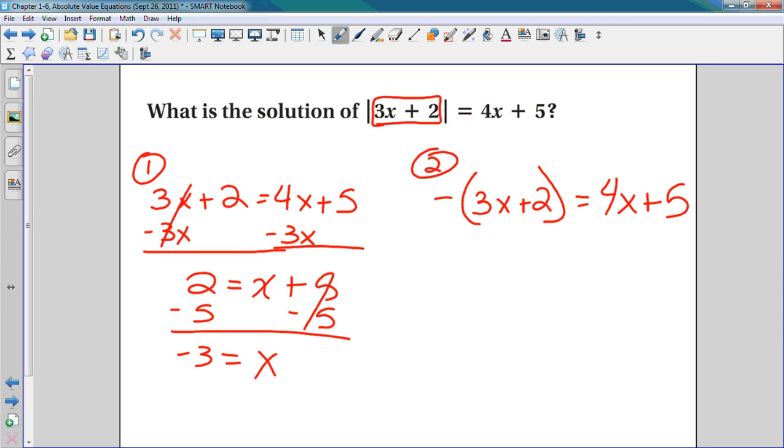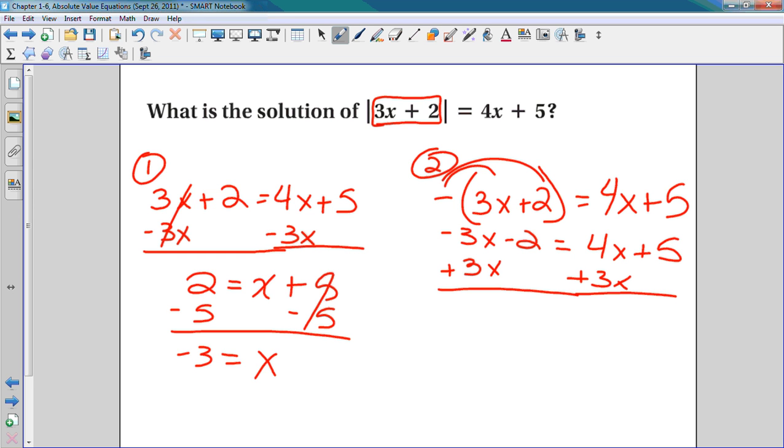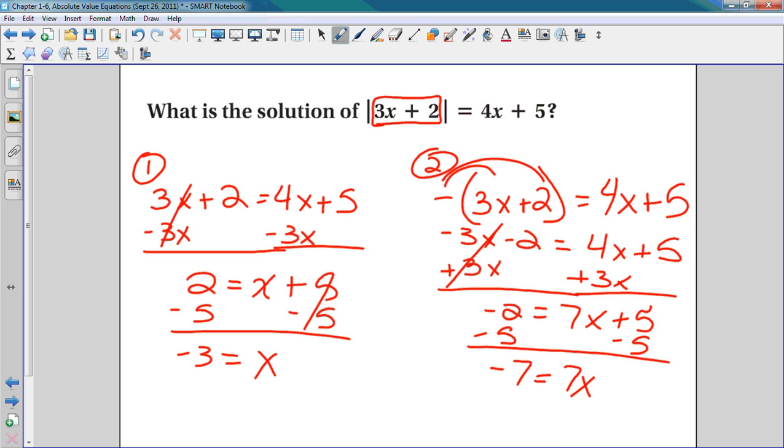Distribute your second one. So I have -3x minus 2 equals 4x plus 5. Add 3x to both sides. -2 equals 7x plus 5. Subtract 5. So I have -7 equals 7x. Divide by 7. X equals -1.